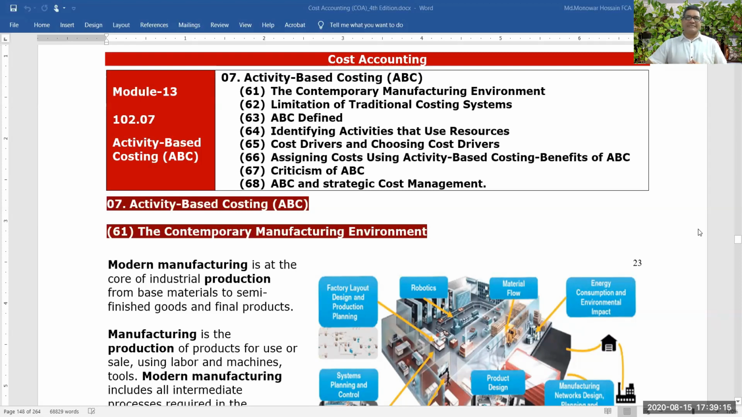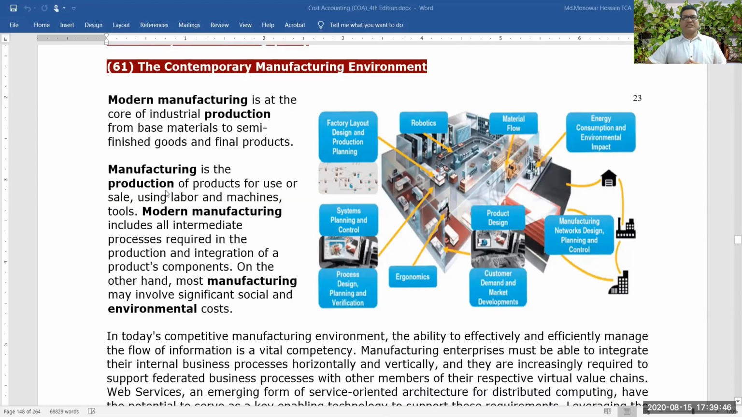Today we will discuss activity-based costing: the contemporary manufacturing environment, limitations of the traditional costing system, ABC defined, identifying activities that use resources, cost drivers and choice of cost drivers, assigning cost using activity-based costing, benefits of activity-based costing, criticism of ABC, and ABC's strategic cost management. So, the contemporary manufacturing environment.